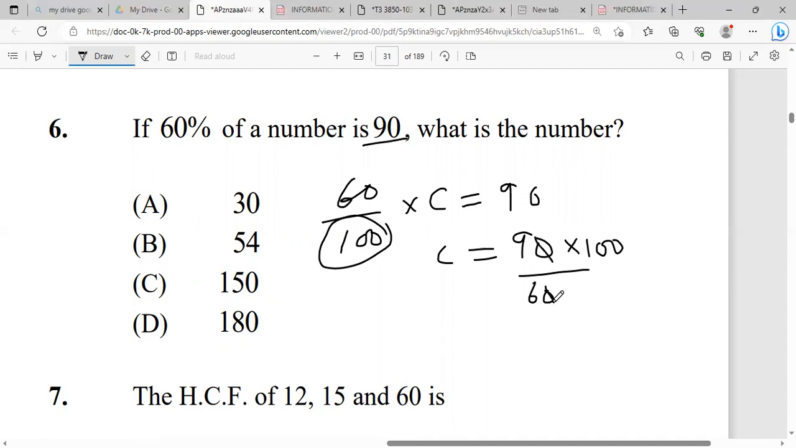All right. 6 into this. No, 3 into this.